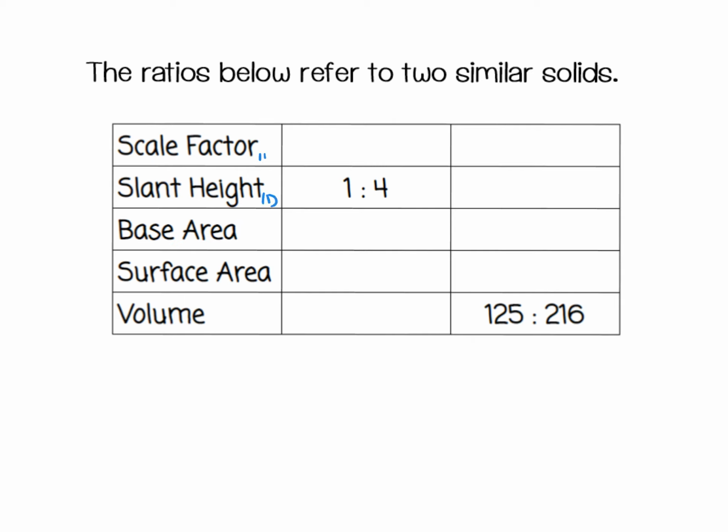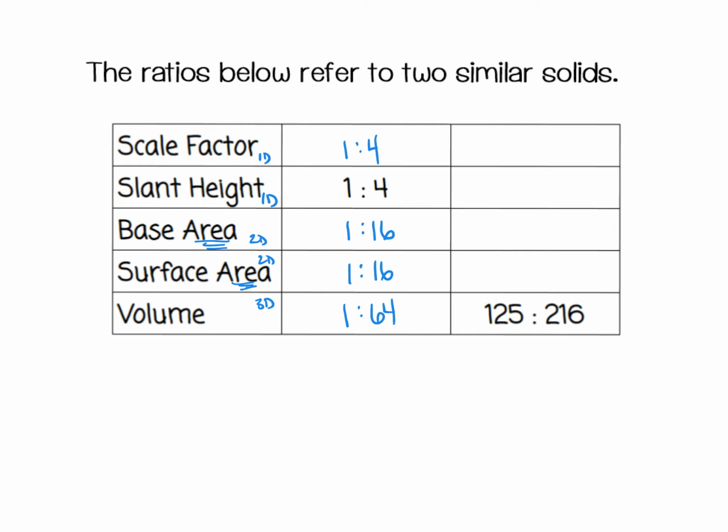Scale factor is one-dimensional. The base area is going to be two-dimensional. Surface area is going to be two-dimensional. Volume is three-dimensional. Okay, so my 1D ratios here are just 1 to 4. Two-dimensional means I need to square both of those, so that's going to be 1 to 16. Again, another two-dimensional, so that'd be 1 to 16. Three-dimensional means I need to cube the 1 to 4, so 1 cubed is 1, 4 cubed is 64.